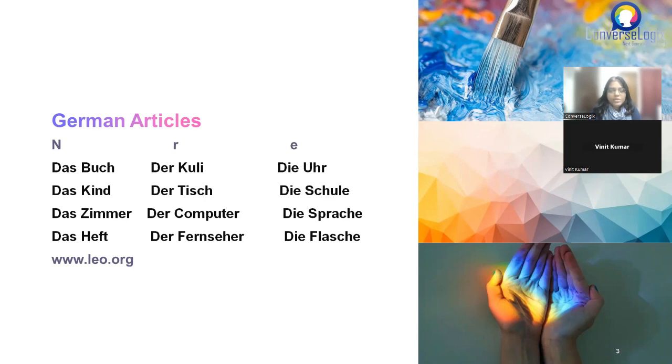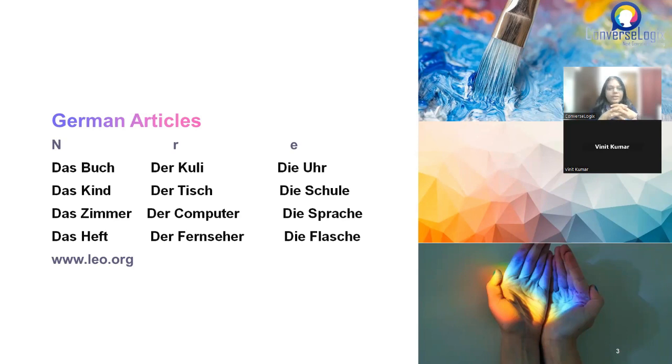So if I say why the book is neutral, there is no rule. Why should it be a neutral object? Why the Tisch, which is a table, why is it masculine here? Why is the school female here? But this is how it is. And when we are learning these vocabularies in German, every time check the article of an object and learn the word with its article.